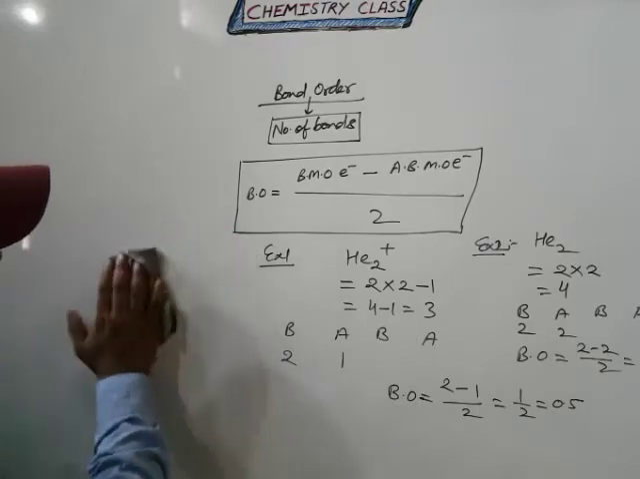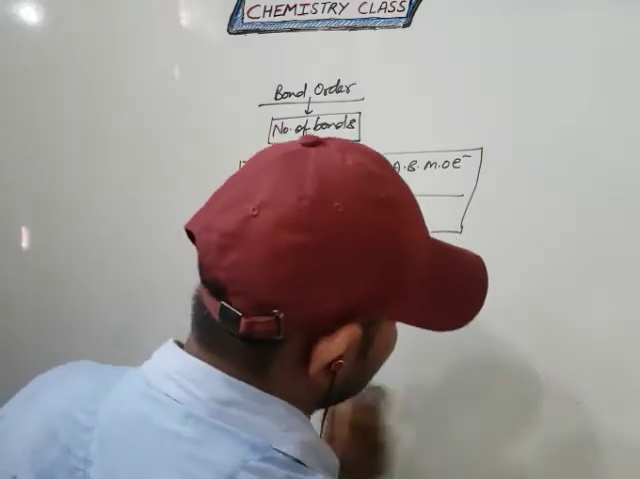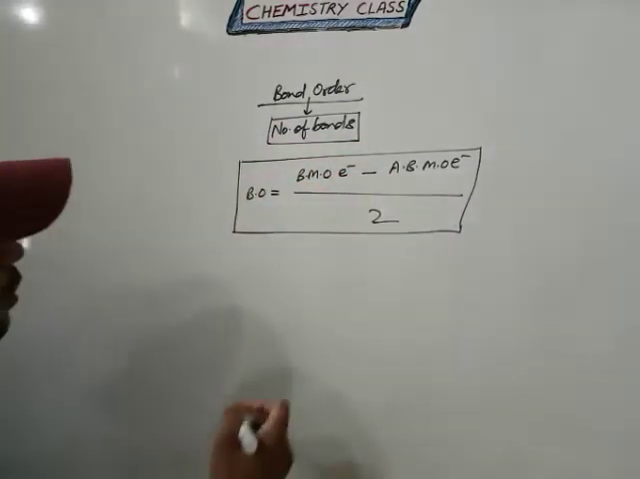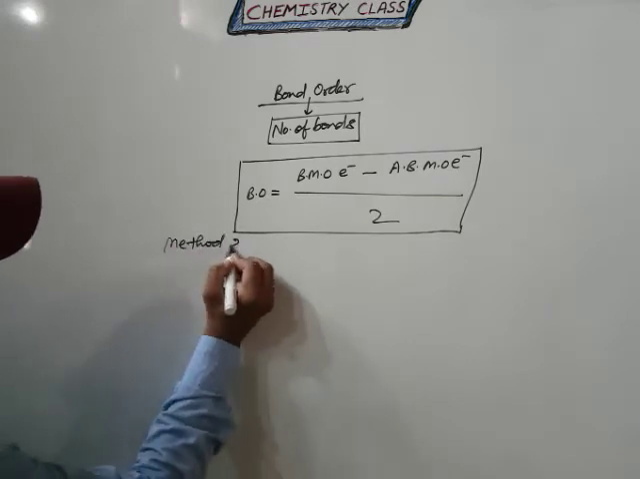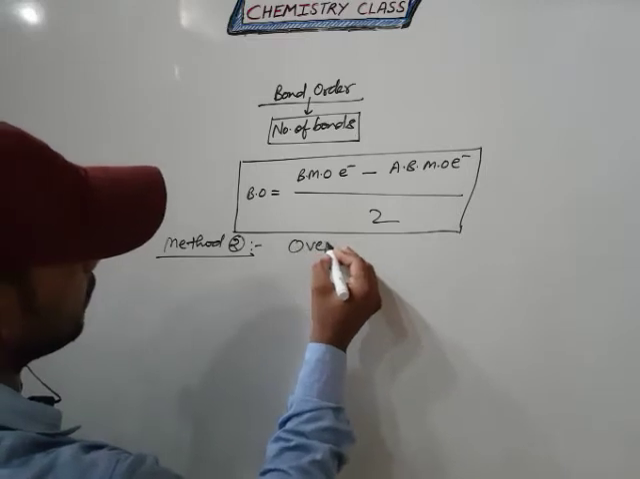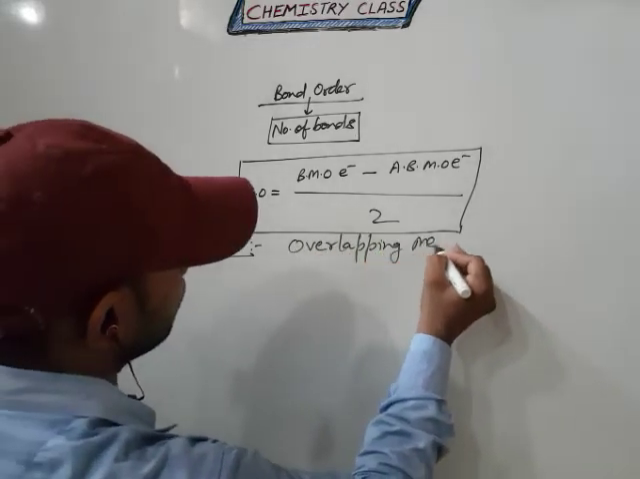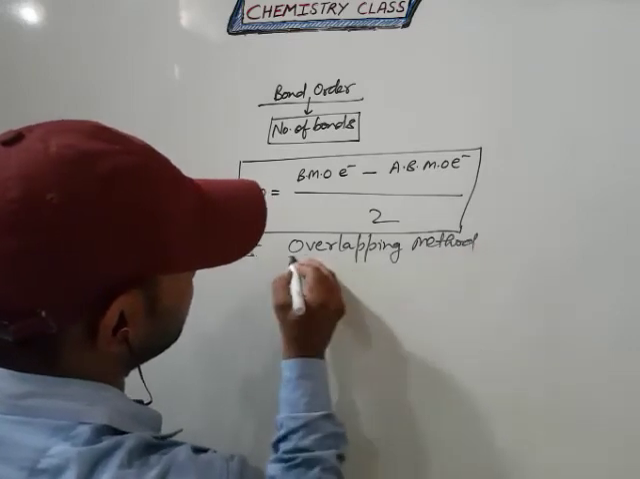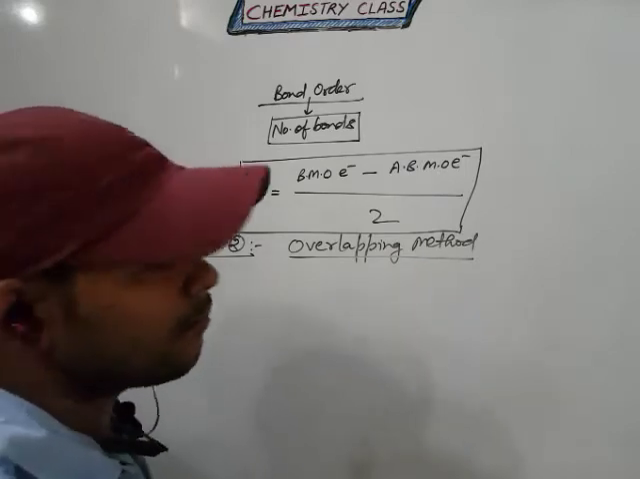Now come to method second. The method second is the overlapping method. Clear? So this is the special name for method second, which is the overlapping method.